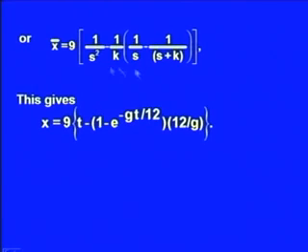So, the inverse Laplace transform of this equation then gives us x equal to 9 times the inverse Laplace transform of 1 over s square, which is t, and then we have minus 1 over k. 1 over k is equal to 12 over g, this is the value of 1 over k, and then the inverse Laplace transform of 1 over s is 1, and the inverse Laplace transform of 1 over s plus k is e to the power minus k t, and k is equal to g by 12. So, we get e to the power minus k t as e to the power minus g t by 12.